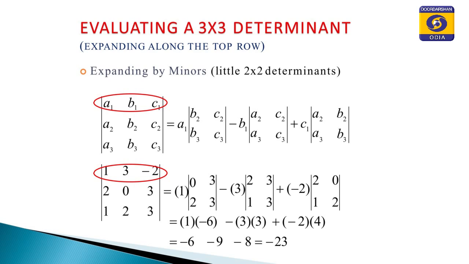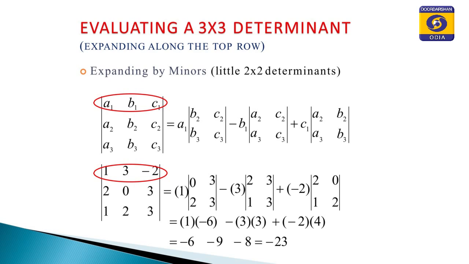Now, the value of the third order determinant is a1 into, now delete the row and column containing the element a1, then the remaining elements b2, c2, b3, c3 form a second order determinant, minus b1 into the second order determinant of a2, c2, a3, c3, plus c1 into the second order determinant of a2, b2, a3, b3.